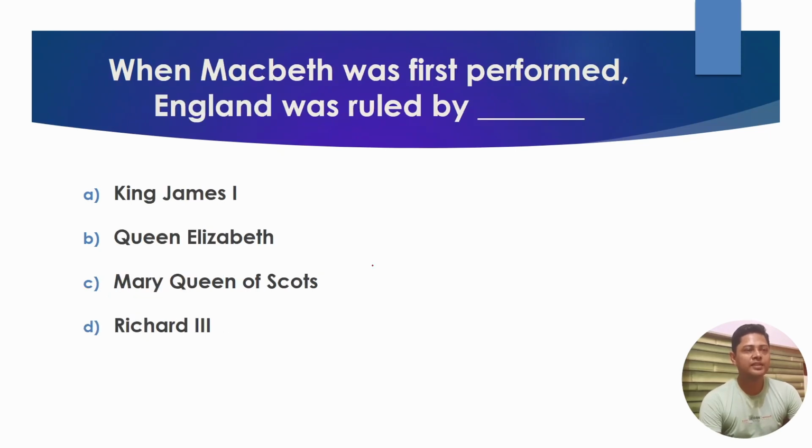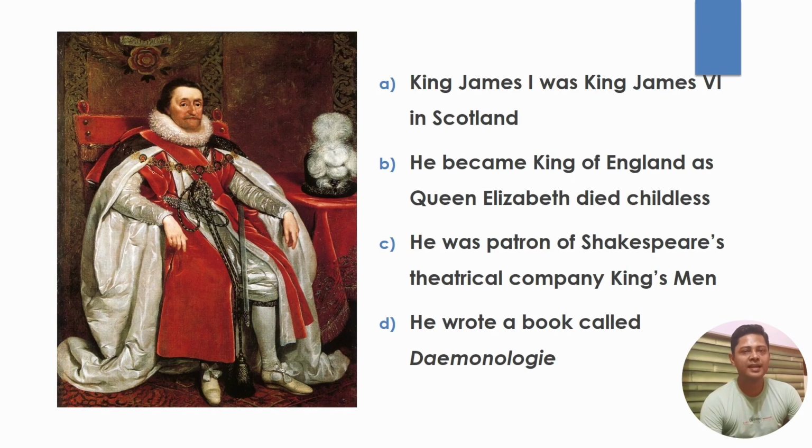The next question is, when Macbeth was first performed, England was ruled by who? Who was the king of England at that time? These are your options, and the correct answer is King James I. Though Shakespeare was famous as an Elizabethan dramatist, he wrote many plays after the death of Queen Elizabeth. Queen Elizabeth was unmarried and she died childless in 1603, bringing an end to the Tudor dynasty.